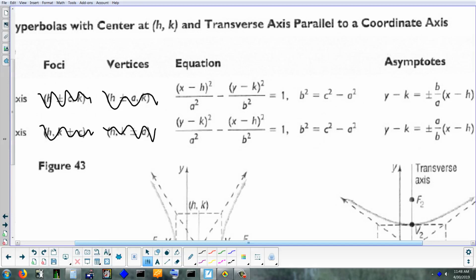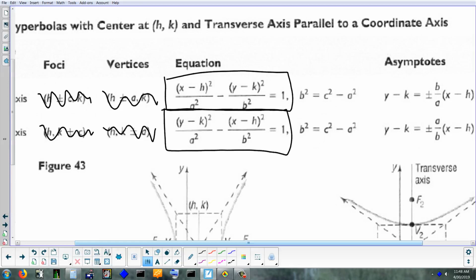Don't cross them out, because maybe you want to think of it that way. I just think of it as A is the distance from the center to the vertex. C is the distance from the center to the focus. Okay? Is it up, down, left, or right? I don't know. I figure that out once I figure out which direction the major transverse axis goes. This is what's important. This and that.